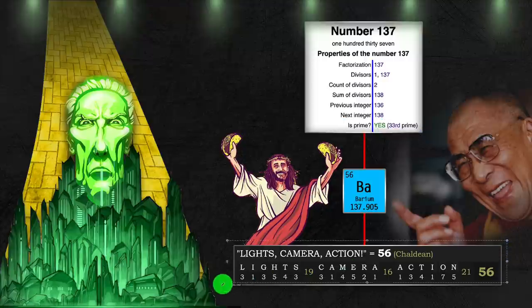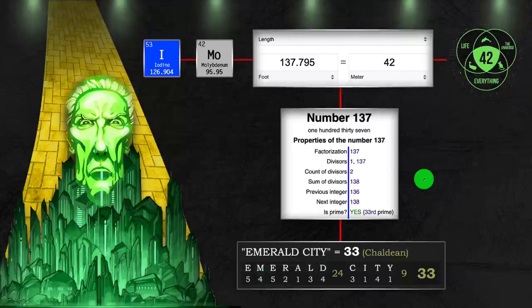And it goes right back to Hollywood. That's right, because there's no separation. Hollywood, we're in a movie. And it's lights, camera, action. So 56, tied to the protons of barium. Barium has an atomic weight of 137. It's average, I should say. And it's the 33rd prime number, tied to the Emerald City, found from the conversion of these things that are found in nature, feet to meter.